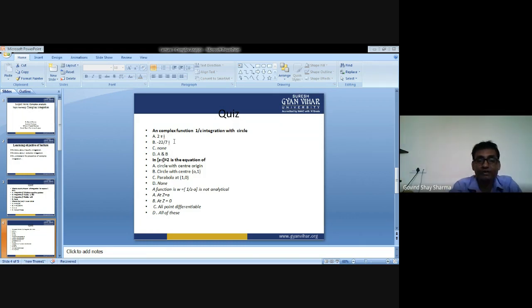The function w = 1/(z − a) is not analytic at z = a, because at the point z = a the function is not defined, and dw/dz gives −1/(z − a)². So at the point a this is not defined, so it is not analytic.